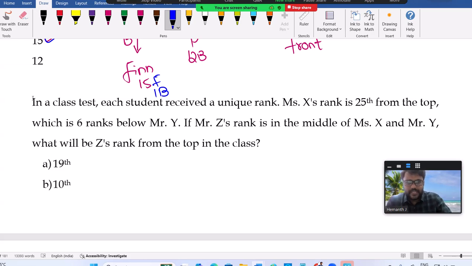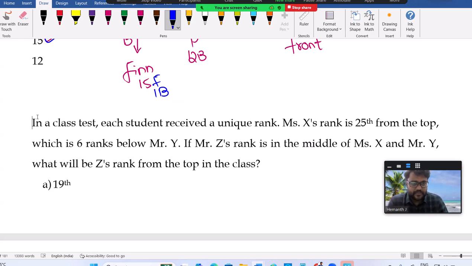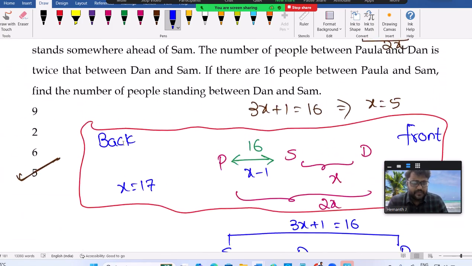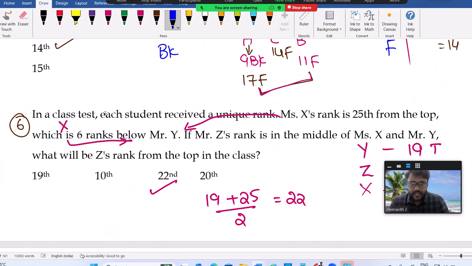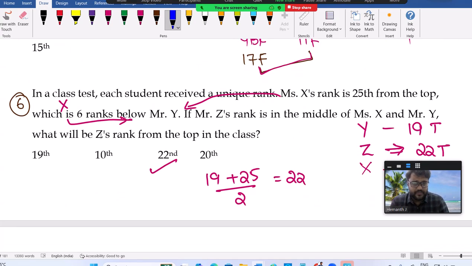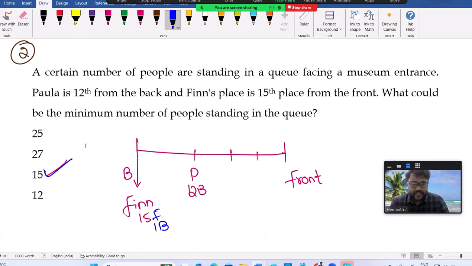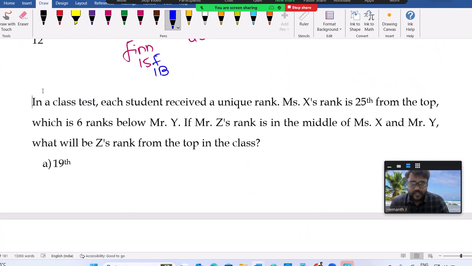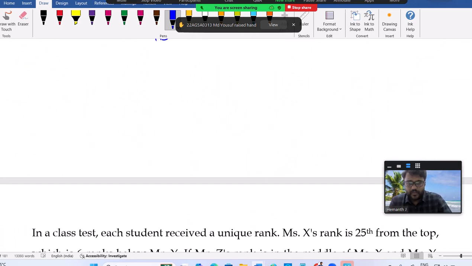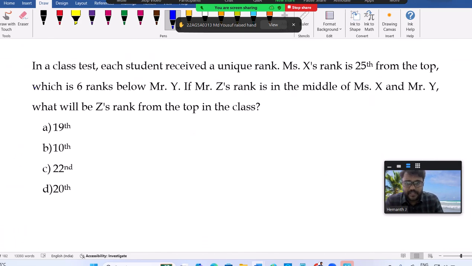Next question. I think this is solved in the previous class itself. X rank is 25th from the top. Yeah, I think this is the sixth question itself. So we got 22nd as the answer. Same question repeated. You can ignore it. We discussed this in the previous session.